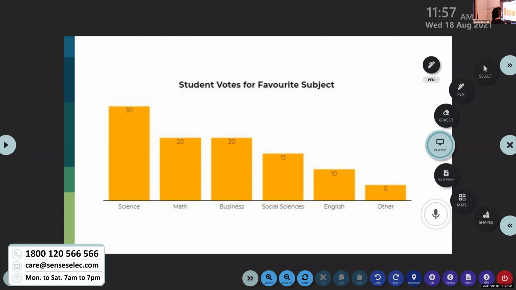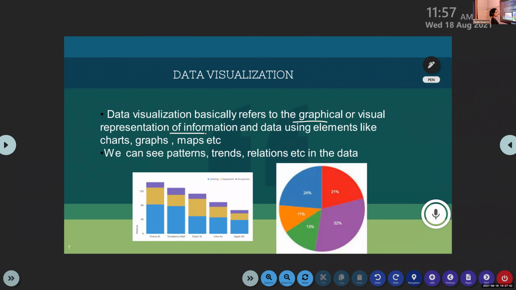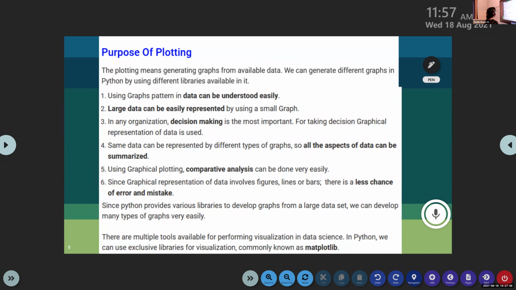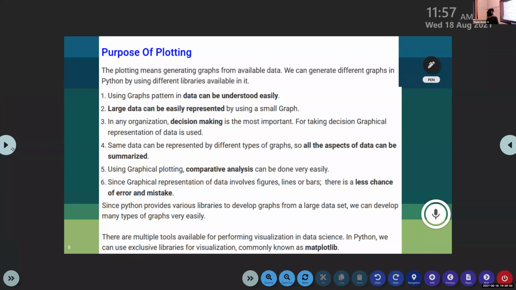We have gone through the concept of data. After that, what is data visualization? It refers to the graphical or visual representation of information using elements such as charts, graphs, and maps, isn't it? Now, after that, we have discussed plotting. So what is plotting? It means generating graphs from available data. And we have gone through the purpose of this concept, right?